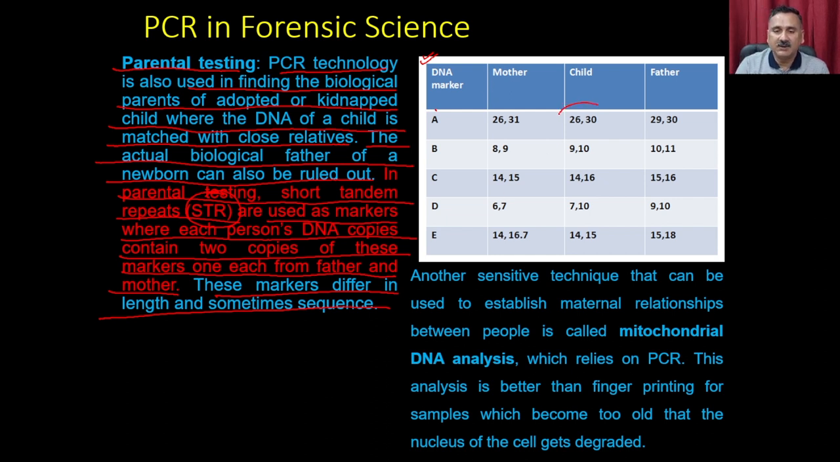So in the child, the STR present is 26 and 30, right? And that is a combination of this mother and this father, because from this mother it has taken the 26 and from the father it has taken the 30. So, that is why these are the potential father and mother. Similarly, in the mother we have 8 and 9 and the child has taken the 9 from here, right? Similarly, from here it has taken the 10. So, the child's profile is a combination of mother and father, right? And that is why this child belongs to this particular mother and father.